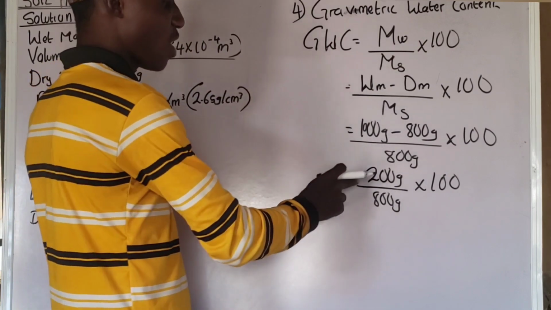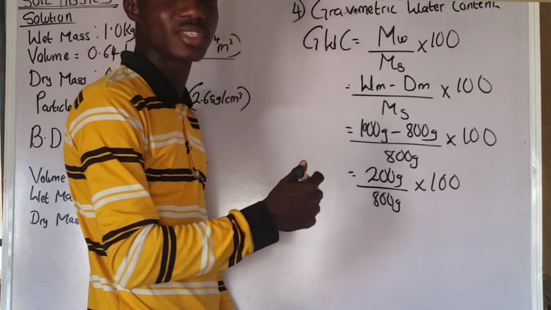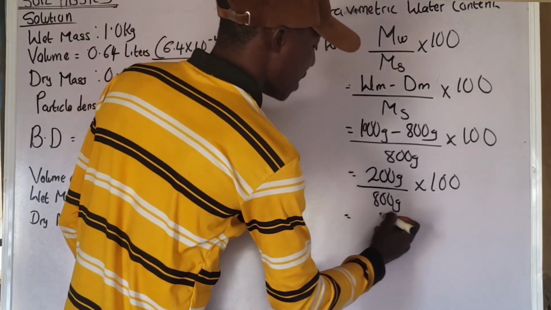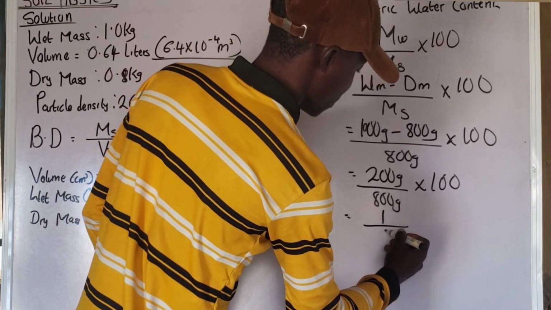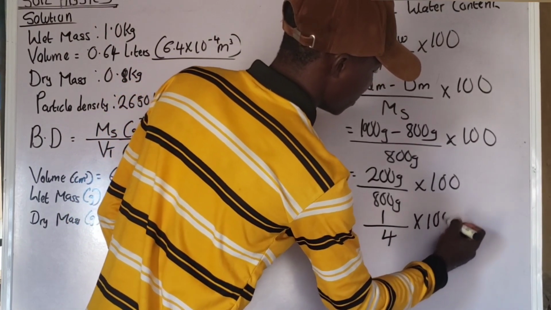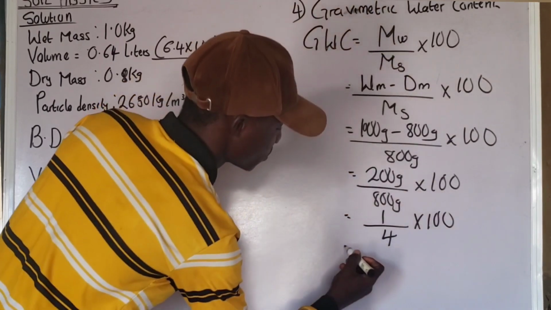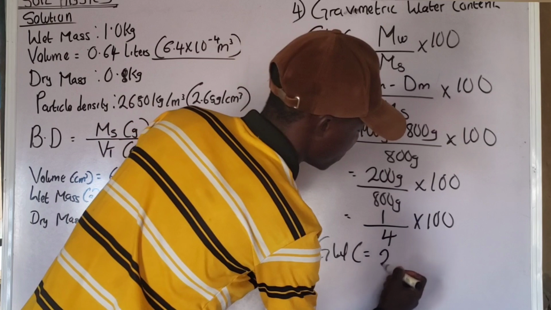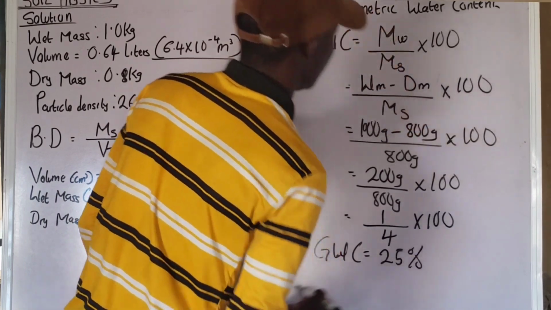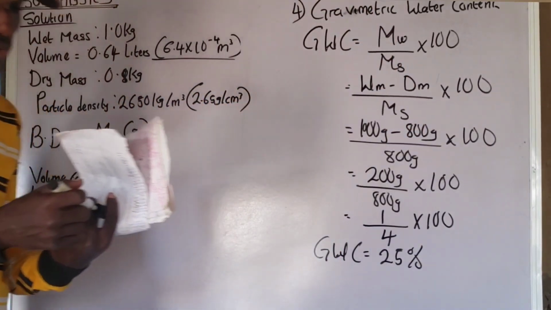Okay? So now, if you take the division of 200 gram and 800 gram, you're going to have 1 all over, that is 1 over 4. Okay? 1 over 4 multiplied by 100. So the gravimetric moisture content GWC equals 25%. You understand? So that is the gravimetric water content.